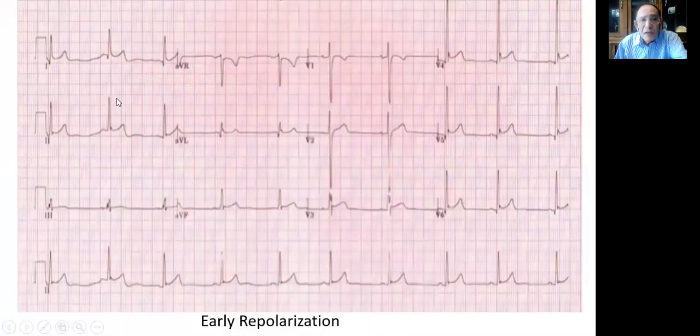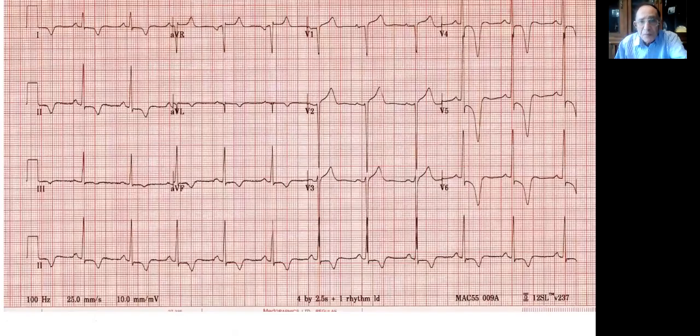Here also early repolarization, raised ST, raised J point, the junction between QRS and ST, and not only in lead 1, lead 2, but also in V4, 5, 6. This is early repolarization. This is abnormal, but not pathological if there is no family history of sudden death or the patient does not get syncope.